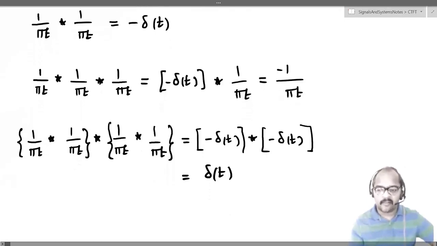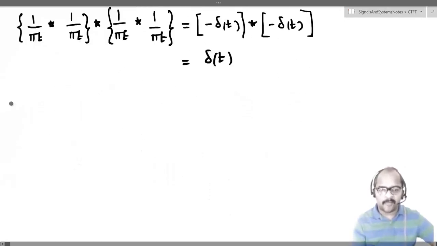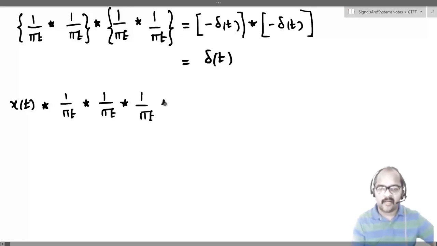Okay. Next, what happens if I convolve all these with x of t? So x of t convolved with 1 by pi t convolved with 1 by pi t convolved with 1 by pi t convolved with 1 by pi t.